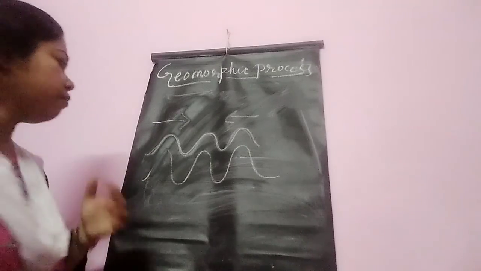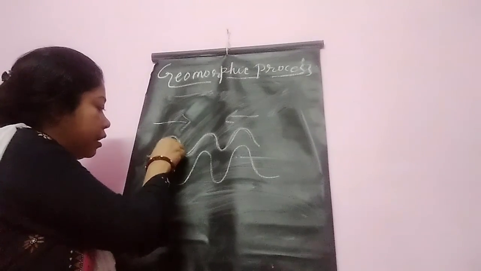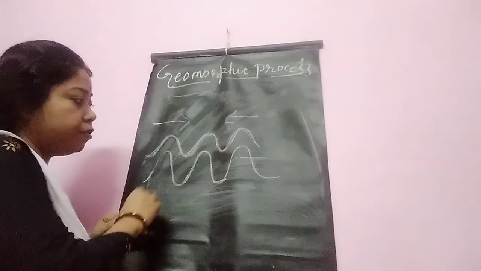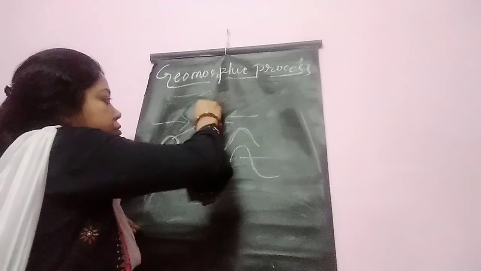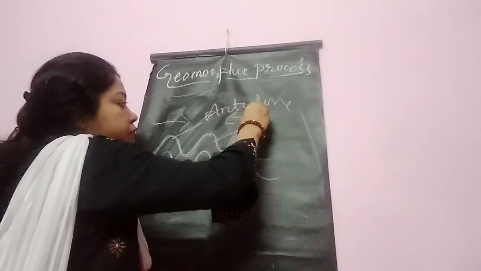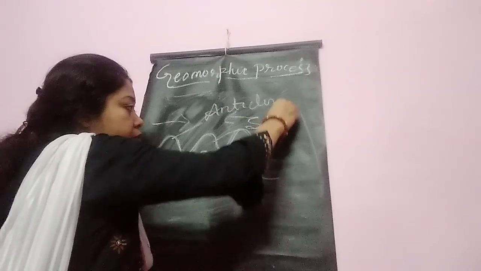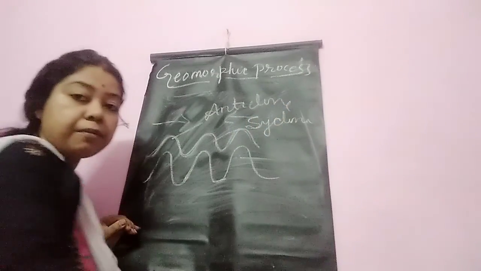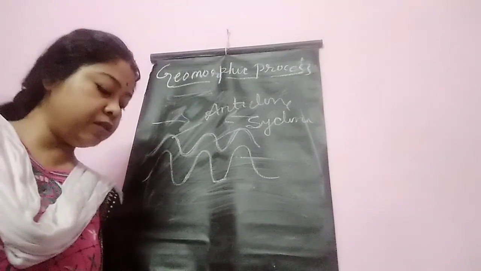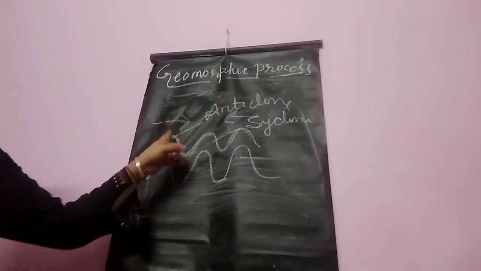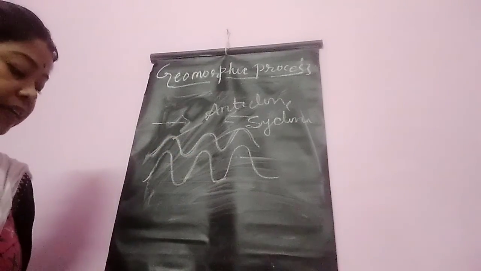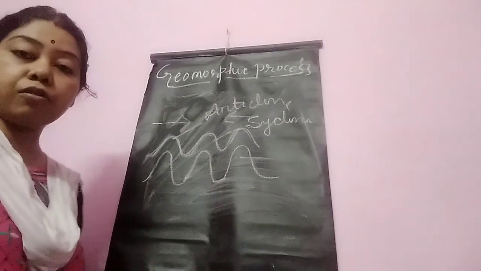Now see, in these fold mountains, this is the upfolded part and this is the downfolded part. The upfolded part is known as anticline and the downfolded part is known as syncline. The upfolded part forms the mountain and the downfolded part forms the valleys. Okay, am I clear to all?